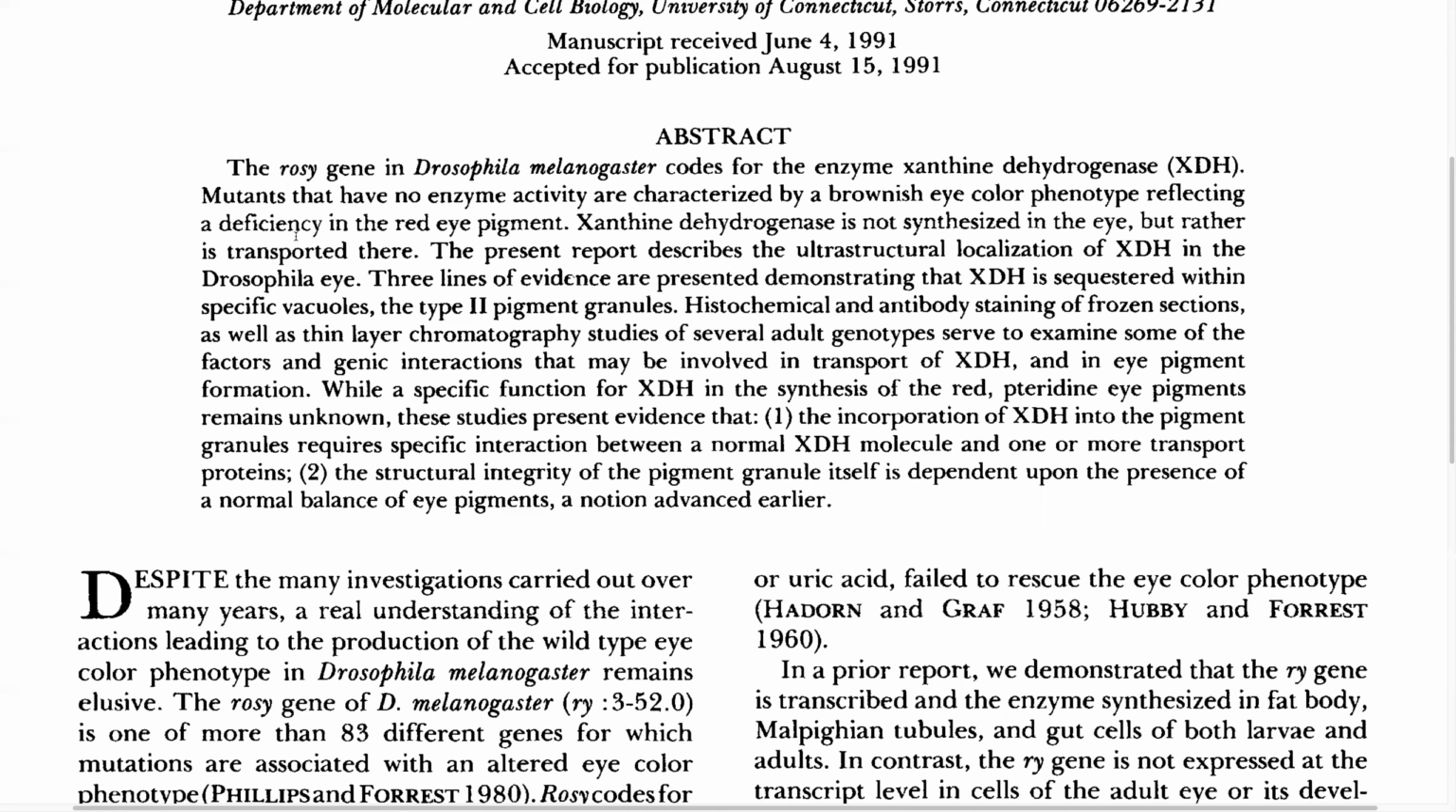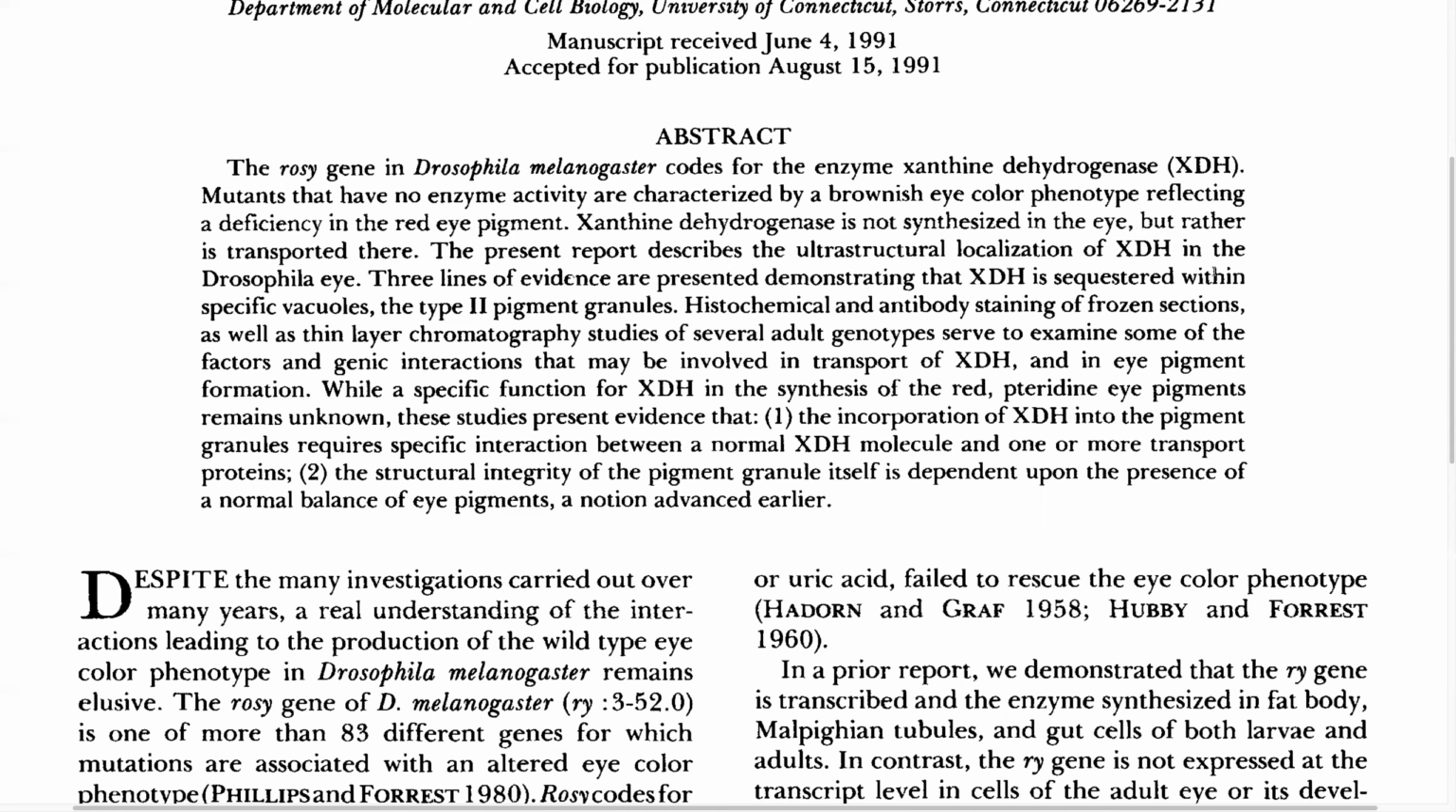to the adult eye. All right, xanthine dehydrogenase is not synthesized in the eye, not made there, but rather is transported there. And this present report, as it says, describes the ultrastructural localization of xanthine dehydrogenase.